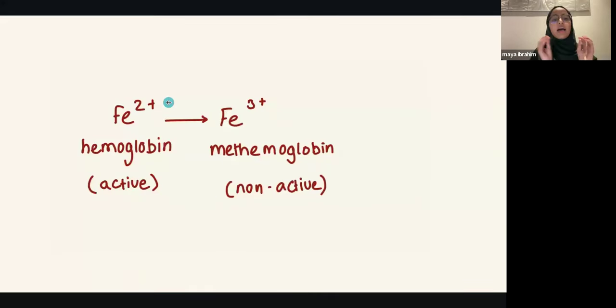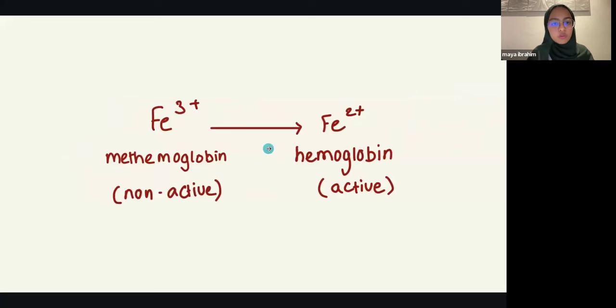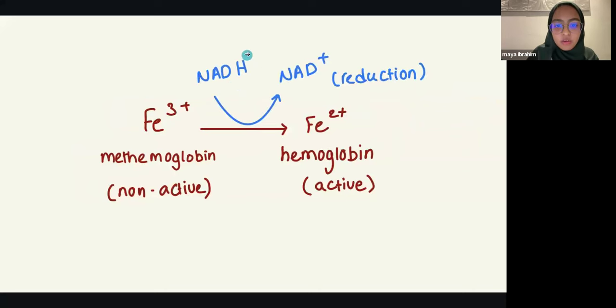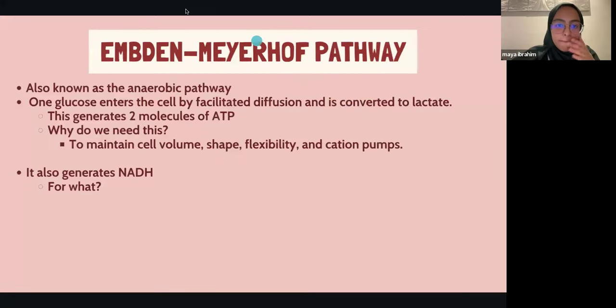Why? Because Fe2 plus is converted to Fe3 plus when oxygen is released from the molecule. When it's released, it gets converted to this non-active form that we don't like because it has a reduced oxygen capacity. So we want to convert it back into hemoglobin. How do we do this? By the NADH that's produced from the Embden-Meyerhof pathway. It gives out its hydrogen and reduces Fe3 plus to Fe2 plus, making it active, and it can take up oxygen again. And it does this by the enzyme methemoglobin reductase, which is also called cytochrome C reductase.